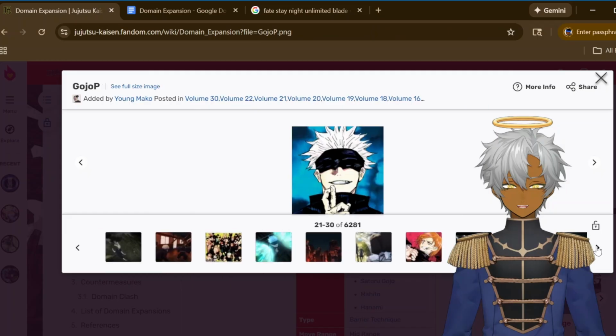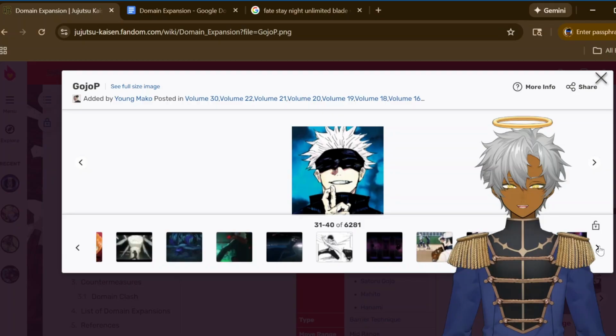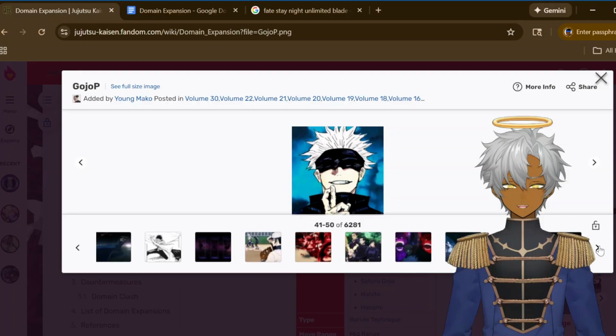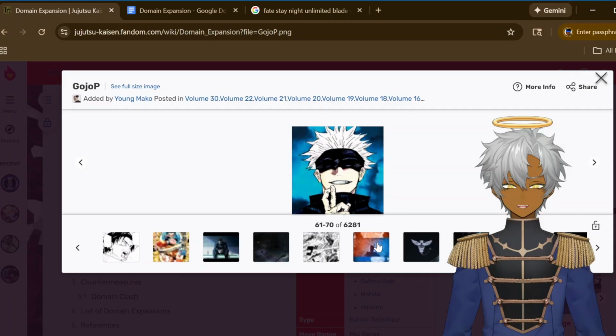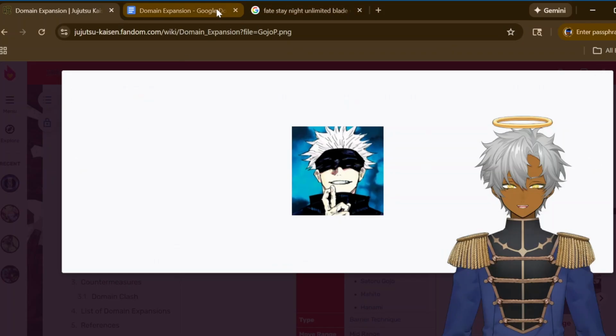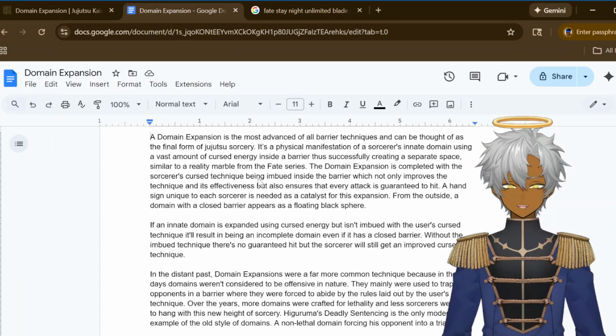Any ones that have a closed barrier, I'm pretty sure there's an image for it, but it's just not popping up here. Anyway, it closes around the entire area. I don't need a picture to explain it, but it's a black sphere. And we will talk about changes to that as well when we get there.